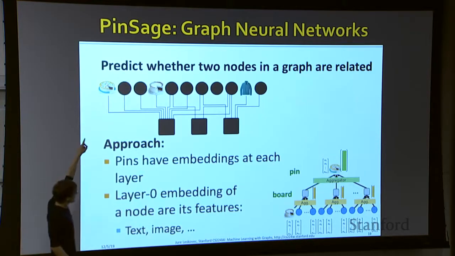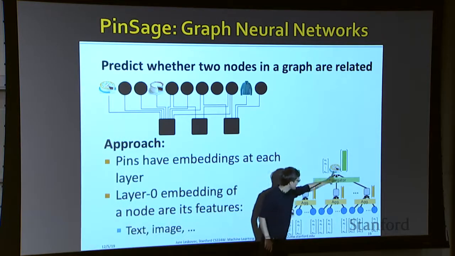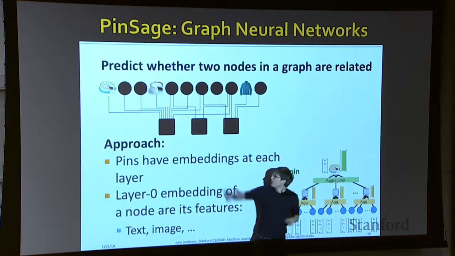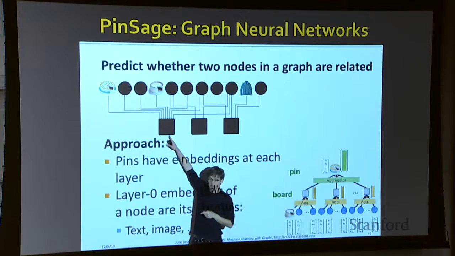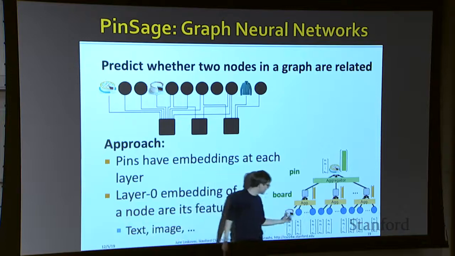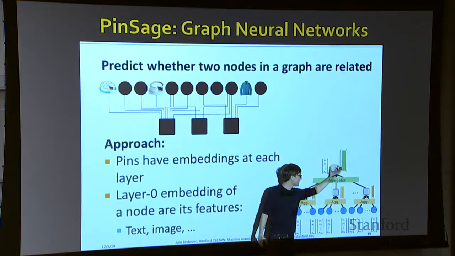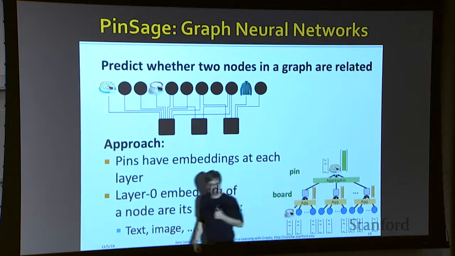So if I want to create the embedding for that little cake, I will also look at what other cakes are pinned to the same boards as my cake, and I will use their features and learn how to propagate and aggregate them to come up with the embedding of the cake.